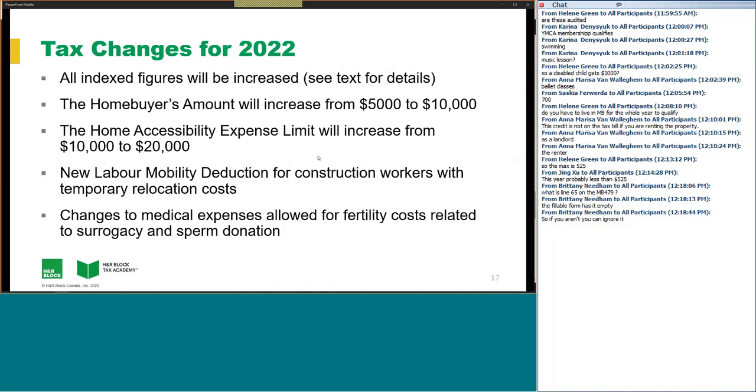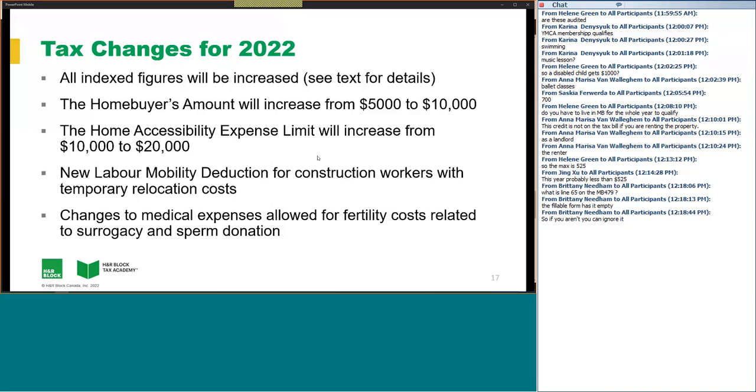Big changes, though. The home buyer's amount. It's been $5,000 for years and years and years. It's been $5,000 as long as I've done tax returns. Starting next year, if you buy a home, $10,000. So anyone who bought a home in 2022 will get a home buyer's amount of $10,000, not $5,000. Similarly, if you had renovations to your home that qualify for the home accessibility expense, it's been $10,000 for years and years and years. Now it's $20,000. That's a big, big change, and it's going to affect people who had renovations that qualify for their homes in 2022 and ongoing.